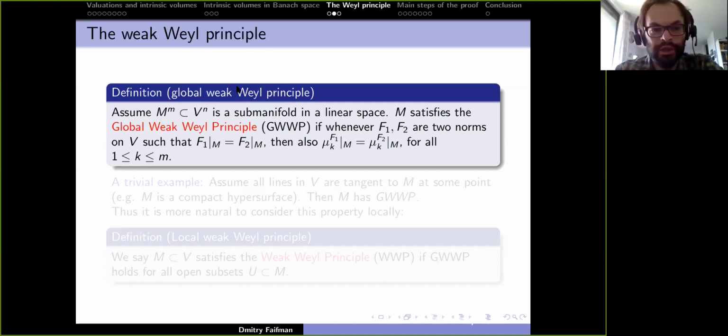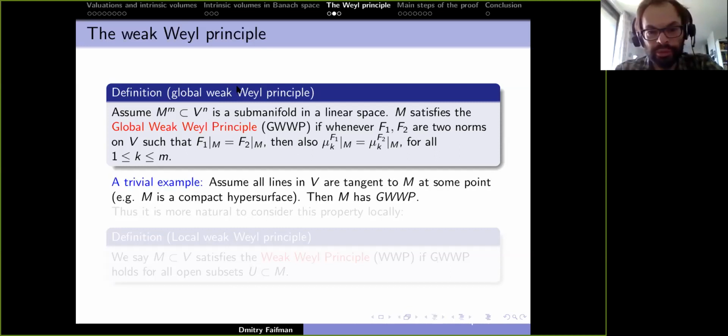attached to it. Well, a trivial example is when you have a compact hypersurface, then any line in your space is tangent to your manifold somewhere. That means that you know the norm on this line, which is the same as the Lebesgue measure on this line. And by Klain's theorem, you can reconstruct the valuation on the whole space. And that means that you also know its restriction to the manifold. So this is a trivial example when the global weak Weyl principle holds.